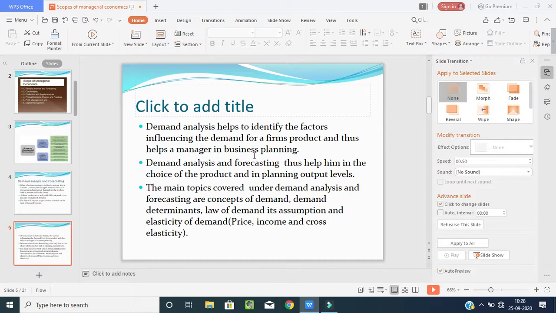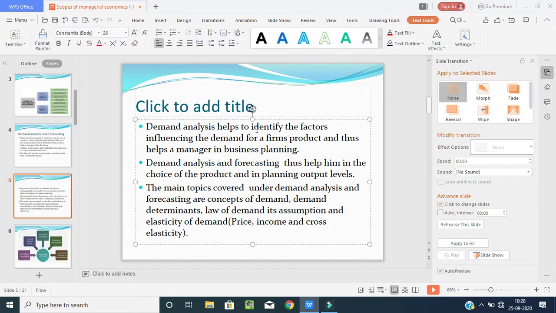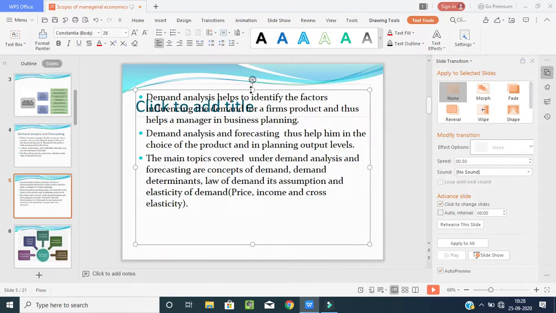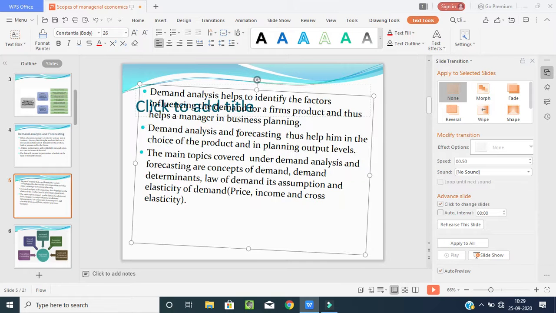Now, another thing: demand analysis helps to identify the factors which help in business planning. That means not only that. I'll just make it slow.